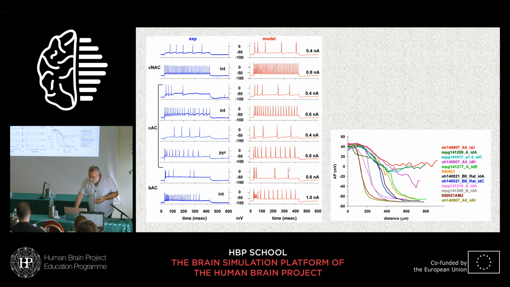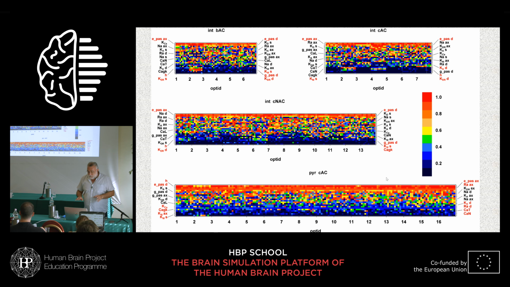Okay, and in some cases, we can also predict some of the behavior in CA1 neurons that were not imposed on the optimization side, and we get this. This is quite complicated, but let me spend a few minutes to explain what this figure is. First of all, let's concentrate on the CA1 pyramidal cells.